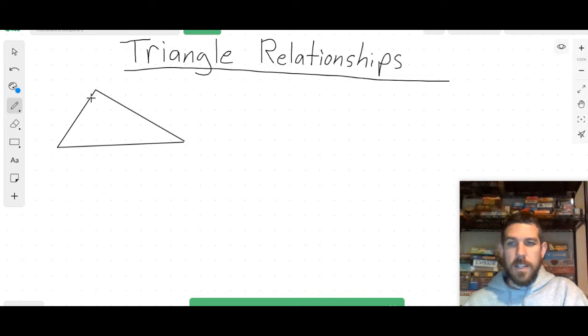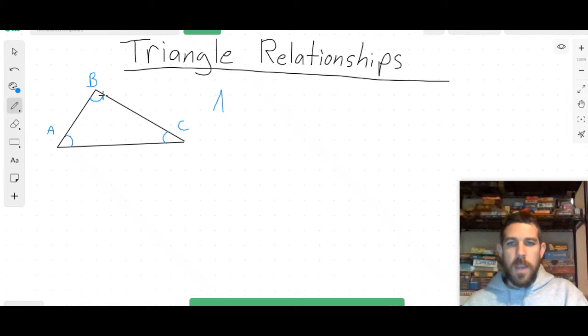All right, so the first thing we should know about a triangle, well, we know that all triangles have three sides, right? But that also means that all triangles have three angles, okay? There are going to be three angles that make up this triangle, and we can call them angle A, angle B, and angle C. And that's a fact. All triangles have three angles.